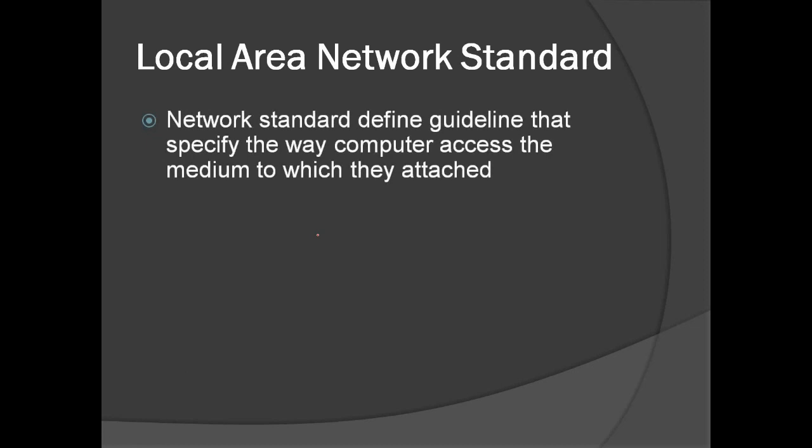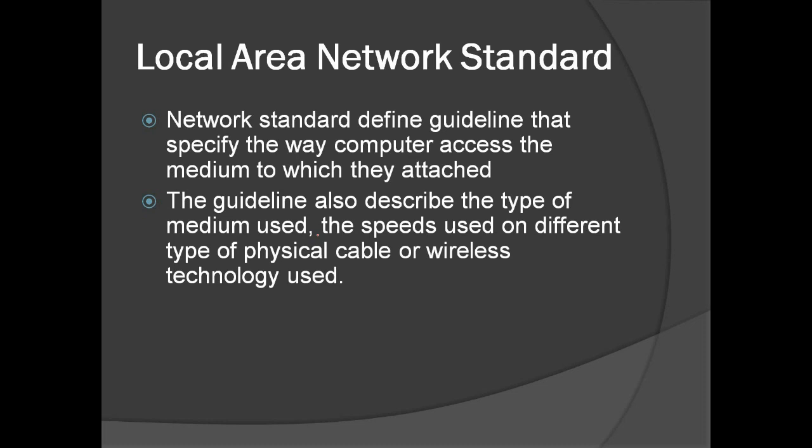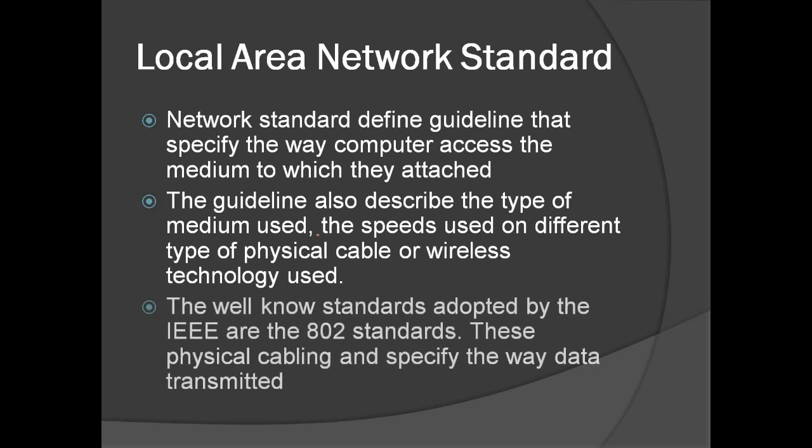Okay, so we have the local area network standard. Network standards define guidelines that specify the way computers access the medium to which they attach. Since we have different network devices, equipment, and cables, there should be a standard, so that those devices can interoperate with one another. The guidelines also describe the type of medium used and the speeds used on different types of physical cable or wireless technology. The well-known standards adopted by the IEEE are the 802 standards, and those are standards for networks.